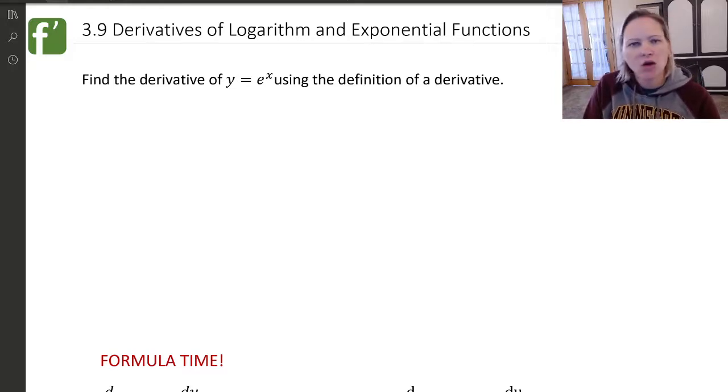And again, as always with these, I like to show you where they come from. What you're responsible for is knowing the formulas so that you can use them and apply them on your AP exam. So let's take a look.